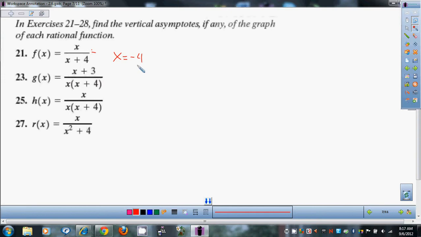What about 23? What 2 x values are going to make that thing 0 in the bottom? 0 and negative 4. Very good. 25 is a tad trickier. Very good, Joey. Why not 0? That's right. It would just factor out. Technically, it can't be in the domain, but it's not going to affect your graph once it cancels. Very good. And 27, vertical asymptote.